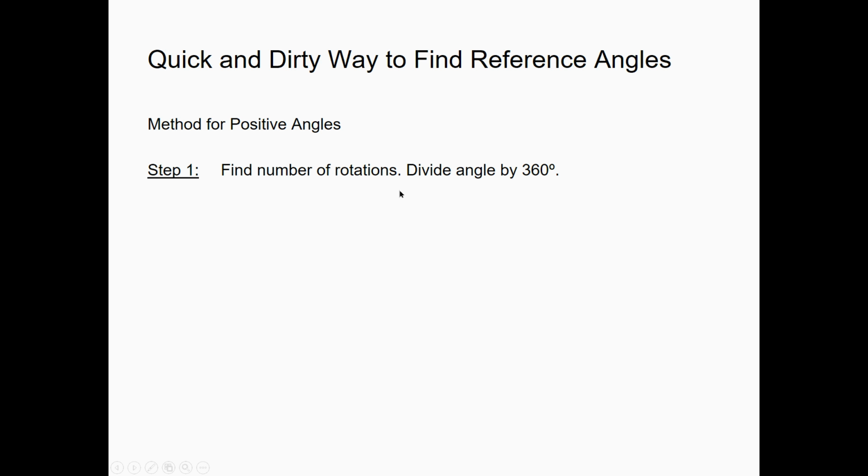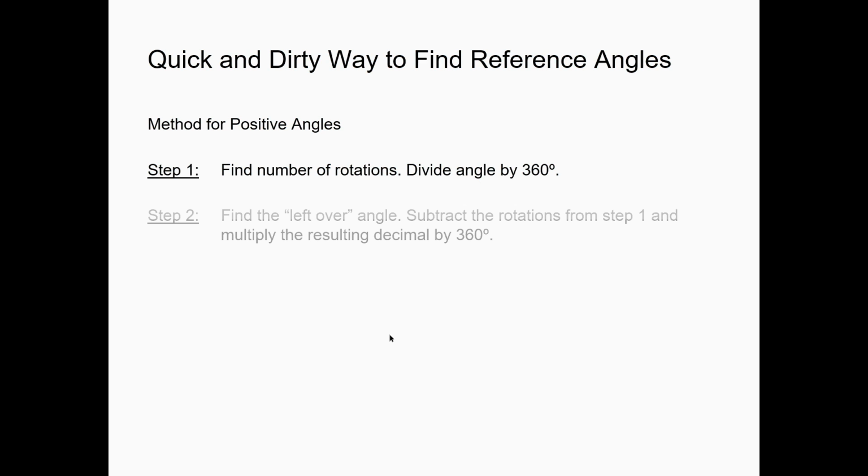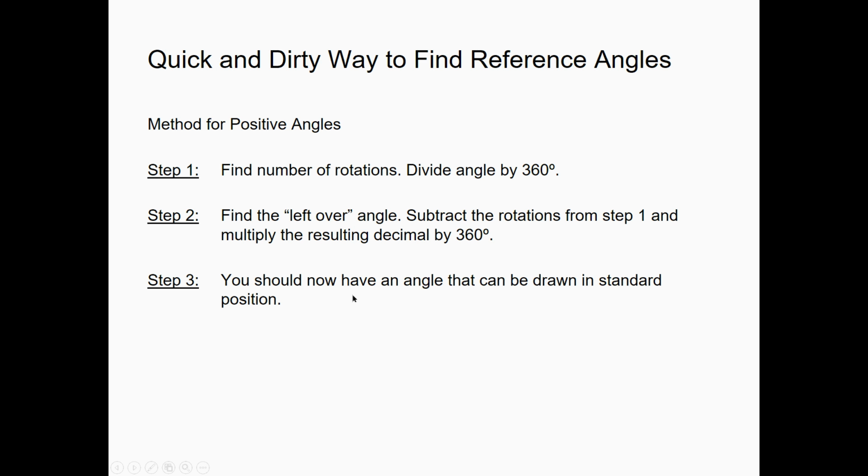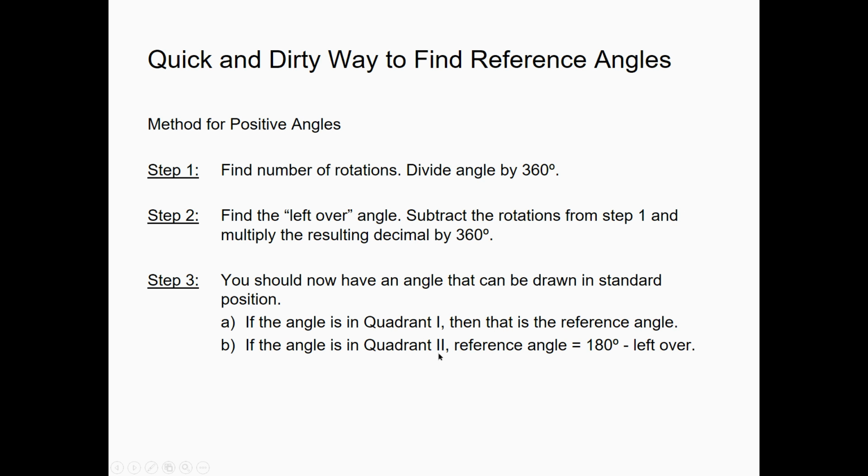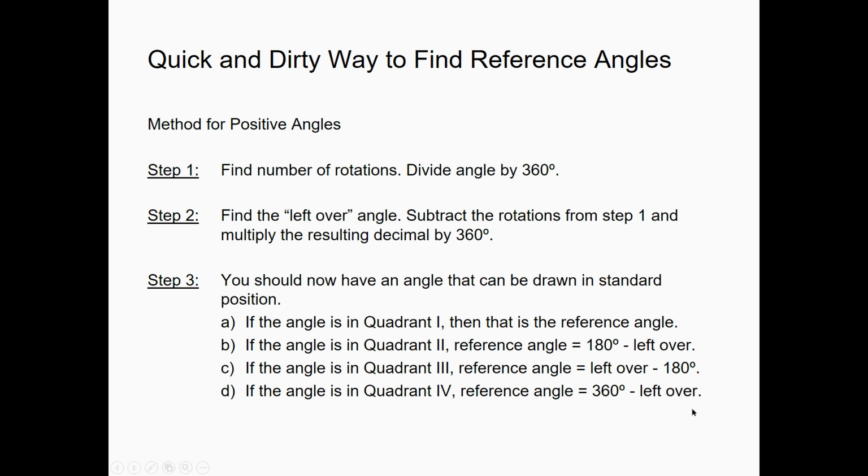Quick and dirty way to find reference angles. It is quick and it is dirty. The method for positive angles: find the number of rotations when you divide by 360. Find the leftover angle: subtract the rotations from step 1 and multiply the resulting decimal by 360. You should now have an angle that can be drawn in standard position. If the angle is in quadrant 1, that is the reference angle. If the angle is in quadrant 2, it's 180 minus the leftover. Quadrant 3, the reference is going to be the leftover minus 180. And for quadrant 4, the reference is going to be 360 minus the leftover. Again, I think it's better to draw pictures.